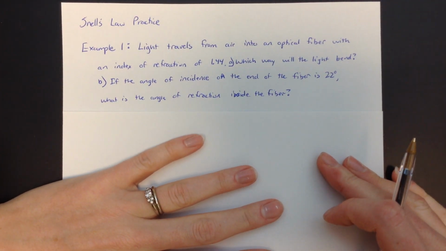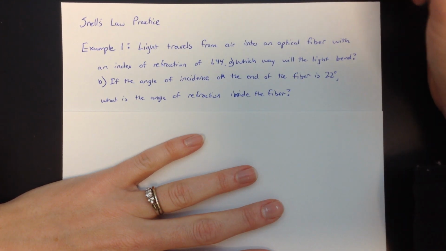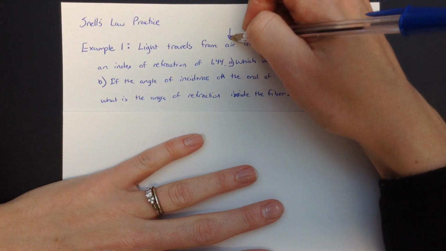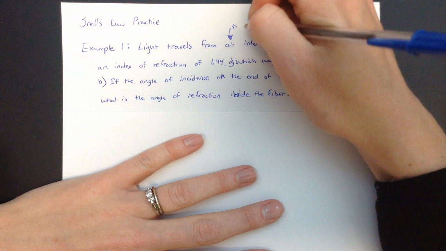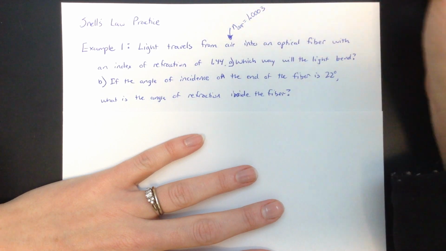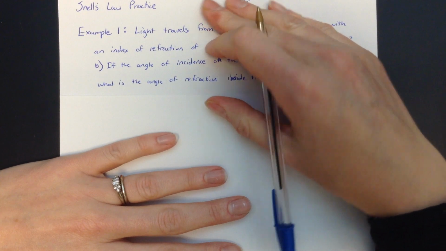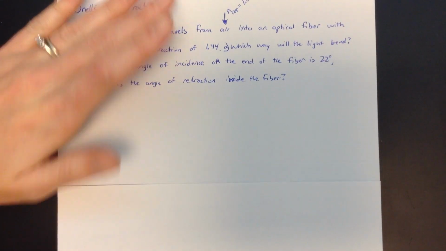Light travels from air into an optical fiber with an index of refraction of 1.44. Which way will the light bend? And if the angle of incidence on the end of the fiber is 22 degrees, what is the angle of refraction inside the fiber? It fails to tell you in this question that the index of refraction of air is 1.0003. But I told you that, and sometimes you're just going to have to know it. So let's go ahead and set this problem up here.